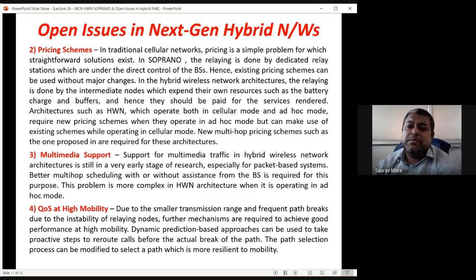We can predict that if a node is highly mobile and is trying to move too much, then we can expect that within a certain one or two minutes there will be a path breakage, and before the path break we should be able to plan another path through which the data can be rerouted. So this proactive approach, that is before the catastrophe happens, we should be able to plan for a rerouted path. That should be the characteristic of hybrid wireless network of next generation. The path selection process can be modified to select a path which is more resilient to mobility.